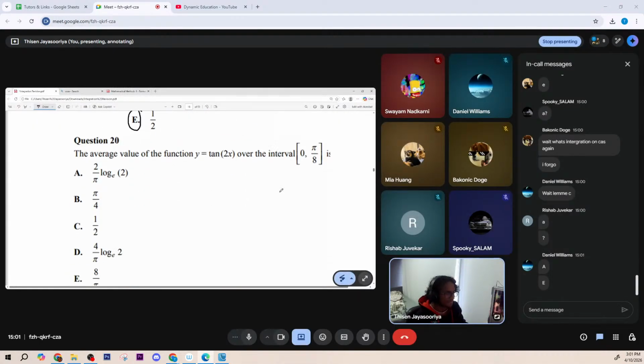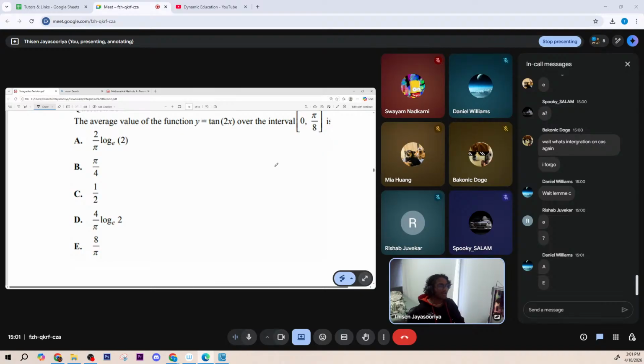Yeah? What about this one? What is the average value of the function y equals tan of 2x over the interval from 0 to pi over 8? Right? What is the average value of this function? So try and use your calculator to find out that average value of the function. What does your calculator tell you?